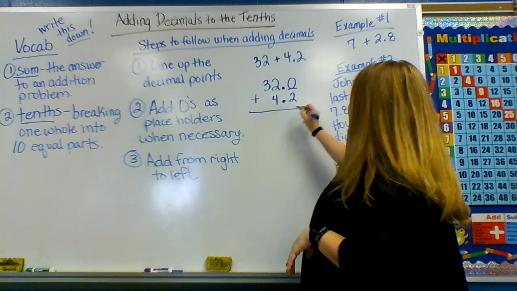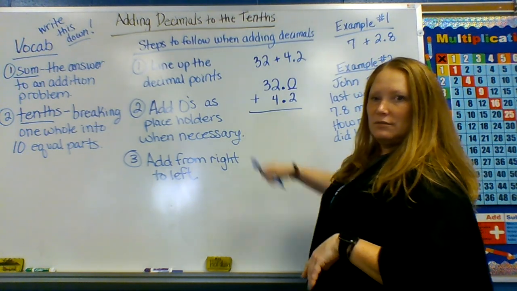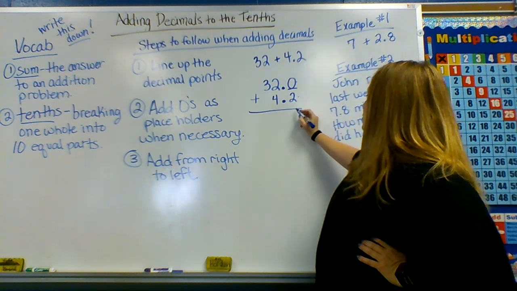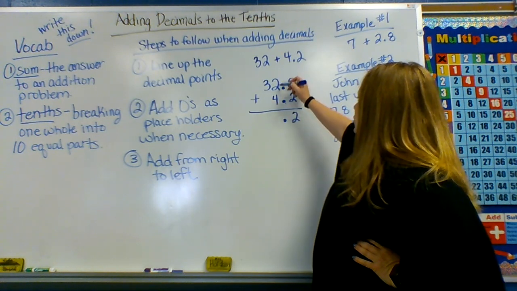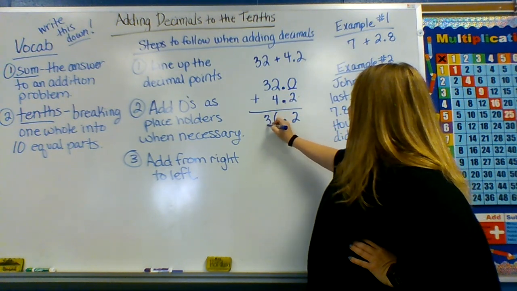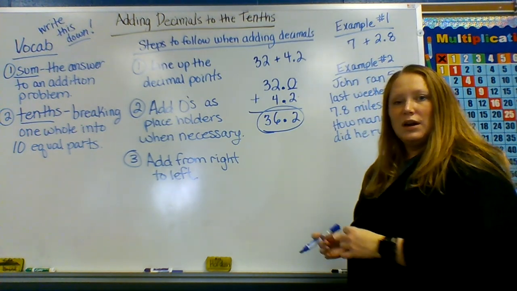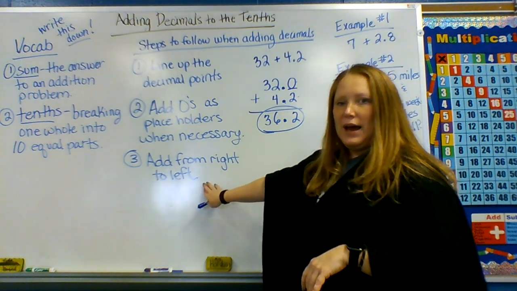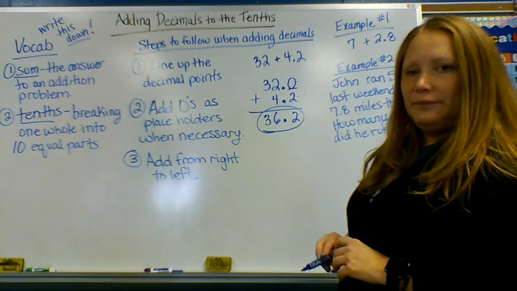Now, step 3, you add from right to left. So we're going to start here, in our tenths place. 0 plus 2 is 2. Decimal, I got to bring that decimal down. 2 plus 4 is 6. 3 plus nothing is 3. So our answer to this is 36 2/10. Make sure you write that example down. Make sure you have this information here.